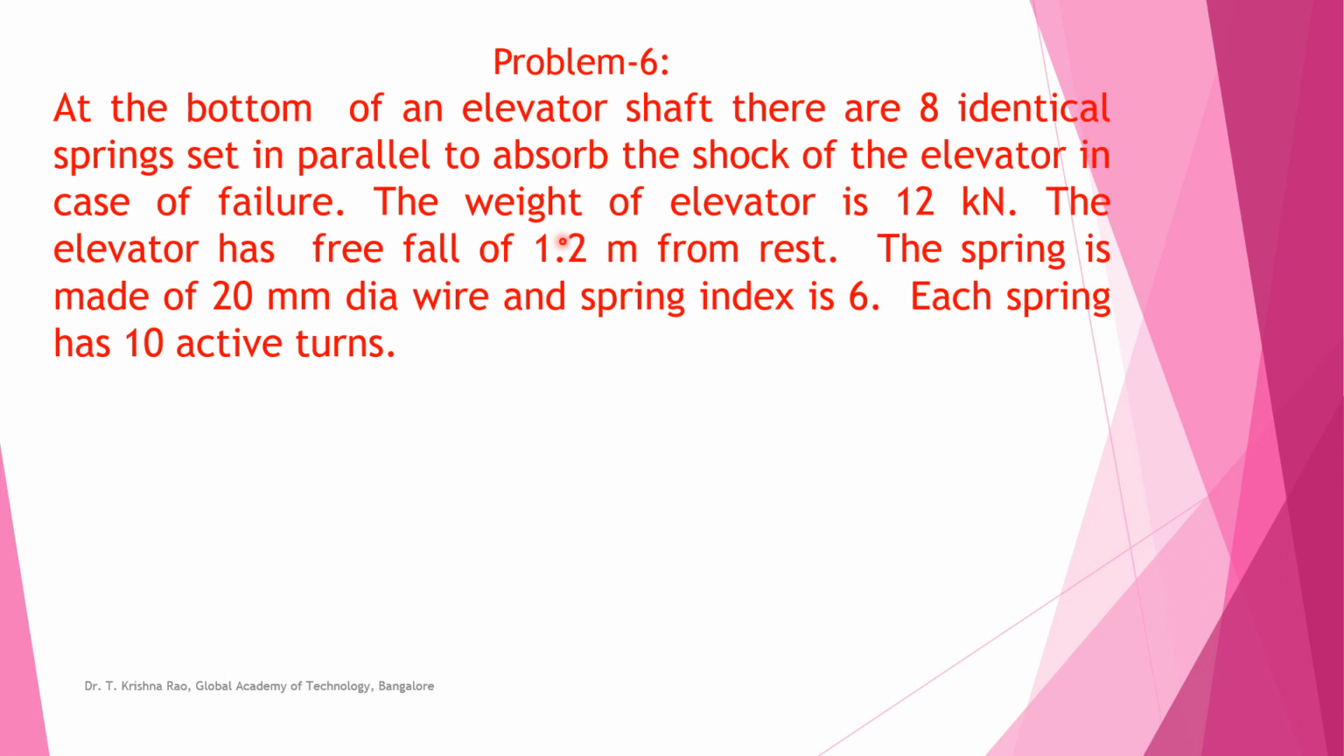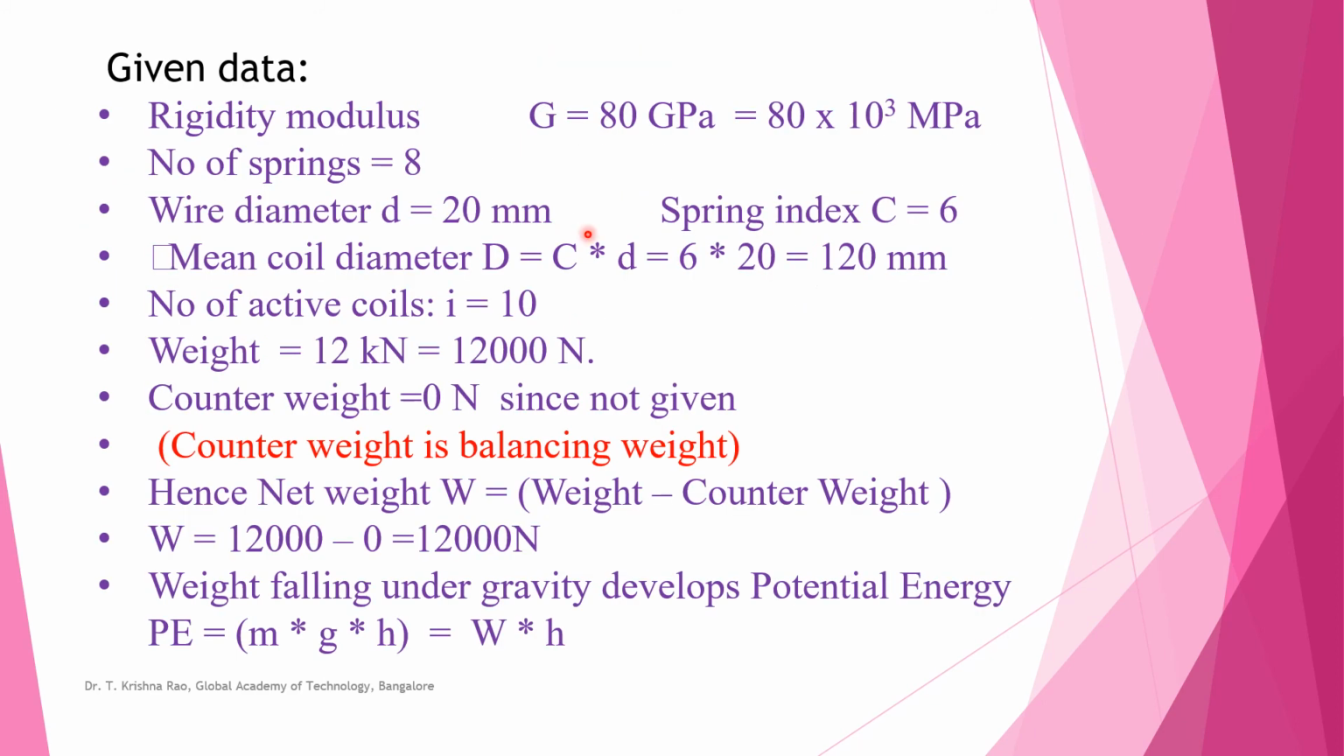One more problem like this, same bottom of the elevator, but deflection is not given. Here wire diameter and number of coils are given. Like the earlier one we have done in kinetic energy, similar to that we have to do. First, there is no counterweight given here. Only weight is given, no counterweight here. So counterweight is 0. So net weight is the given weight here. As usual we find out mgh.